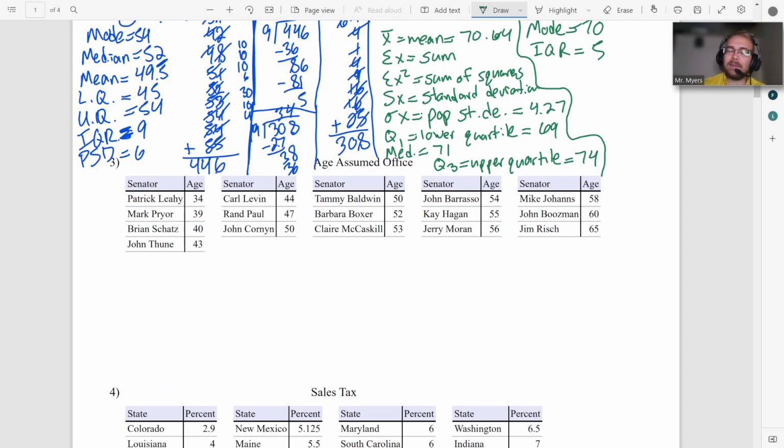And we're going to do pretty much the same thing, except this time I'm not going to explain it. I'm just going to type it in as we go, so we won't need to do a whole lot of extra work that way. So stat. Edit, up to L1, clear, back down, and we just start typing in numbers. So 34, 39, 40, 43, 44, 47, 50, 50, 52, 53, 54, 55, 56, 58, 60, and 65. All right, so then you quit, go back to the main screen. Stat, calculate one variable stats. That's really all there is to it.